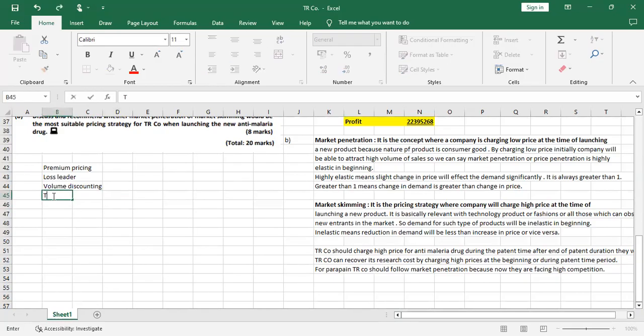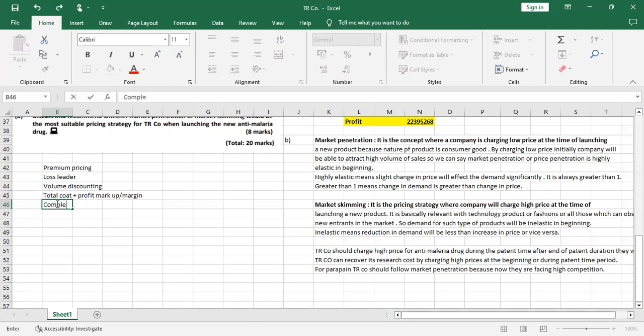Then we have a strategy of price where we say total cost plus profit. So we will add profit margin or profit markup to the total cost to determine the selling price. So it is another approach of charging the sale price. So we can use what? We can use market penetration, market skimming, premium pricing, loss leader pricing, volume discounting, total cost plus profit markup or margin. These are the normal pricing strategies which are followed by the company.